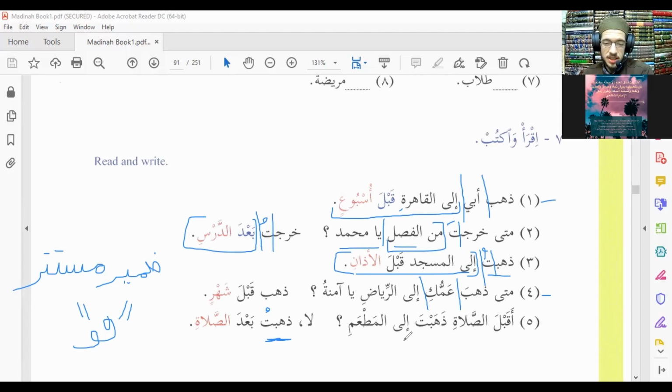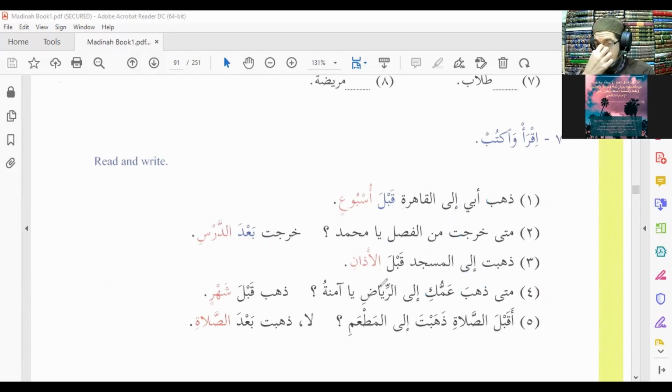This is a little funny exchange here. It's almost like another accusation. It's like, you didn't go to the restaurant before the prayer, did you? No, relax. I went after the prayer. So if I had to say this, I would have actually said, ذهبت إلى المطعم قبل الصلاة. ذهبت? Yeah, ذهبت إلى المطعم قبل الصلاة is what I would have said. Oh, right. I see what you're saying.